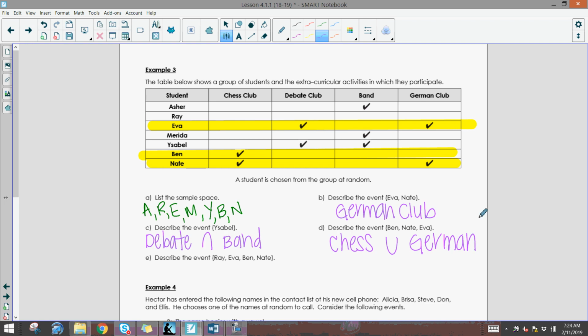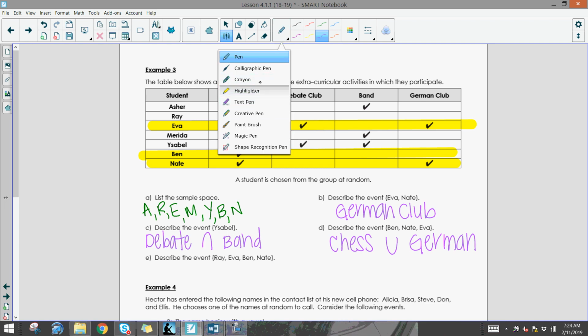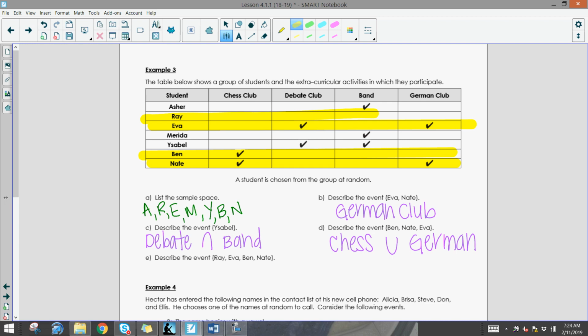Okay. All right, the next one is Ray, Eva, Ben, and Nate. So, same people, but we're going to add Ray in there. So if you look, Ray's not involved in anything. Sometimes it's looking at what they're not involved in. So, like here, Ray and Eva are not in chess, but Ben and Nate are, so it's kind of hard. There's nothing unique about two, but if you look, everybody else is in band and they are not. So we are going to say that this is not band.